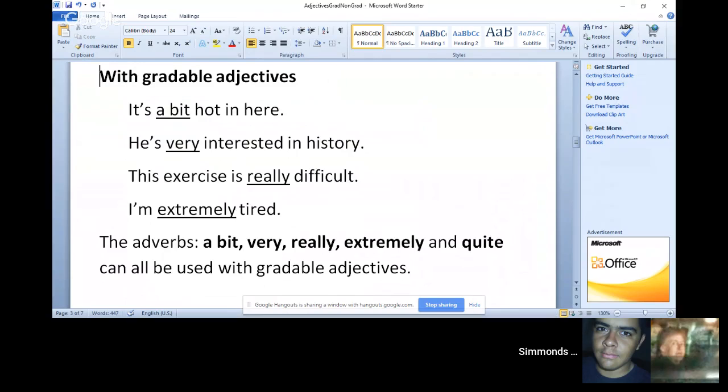All right, Ken, so this is what I was talking about, is there are specific intensifiers, the ones in bold, that we use with the gradable adjectives, okay? Any questions with this?